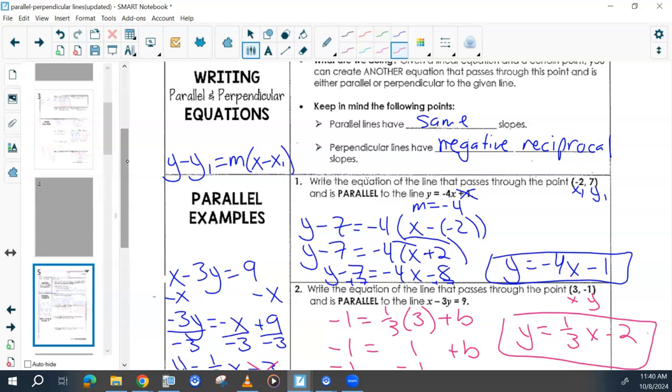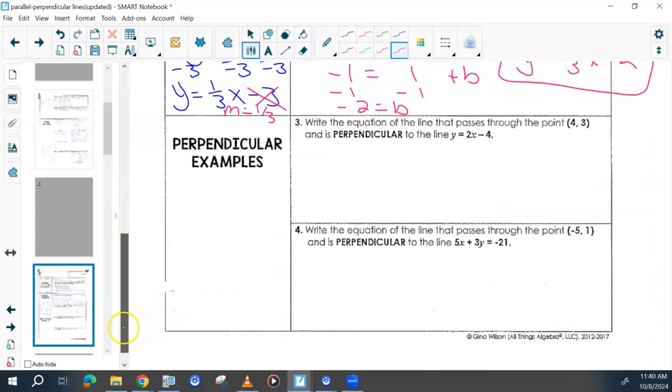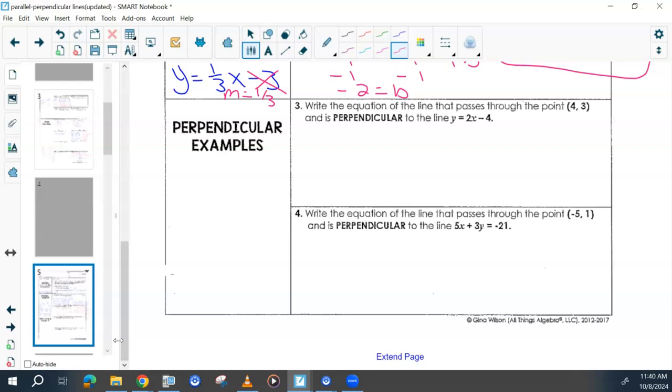Okay, so we just did parallel examples. Now we're going to do the same thing with perpendicular, and then I'm going to let you guys practice. So it's going to be very similar to what we just did, and I'll do the same thing. Point slope for this one, slope intercept for the second one. Except, because this is perpendicular, I have to change my slope before I do anything else. I can still cross off that y-intercept because that doesn't matter.